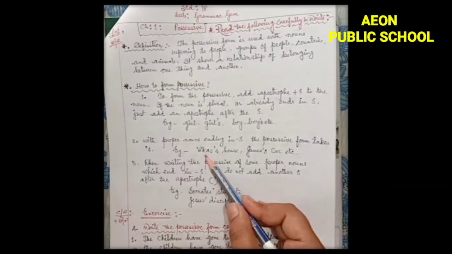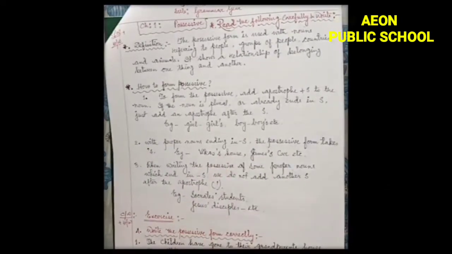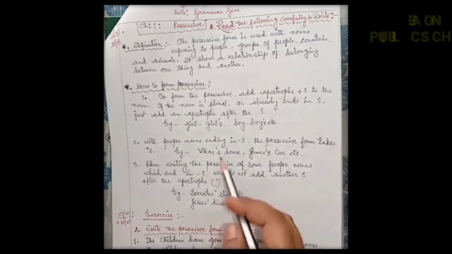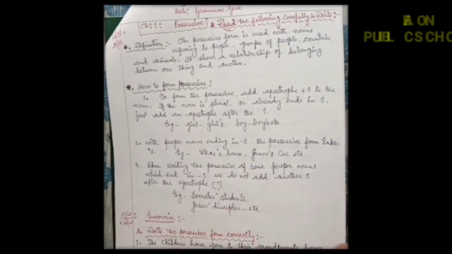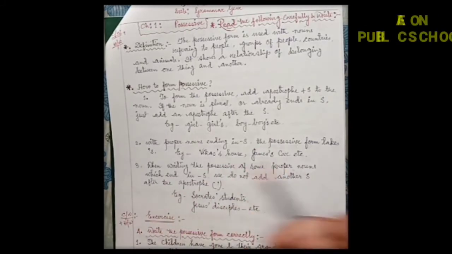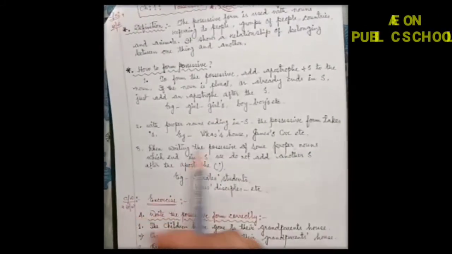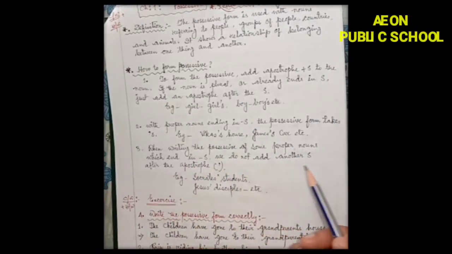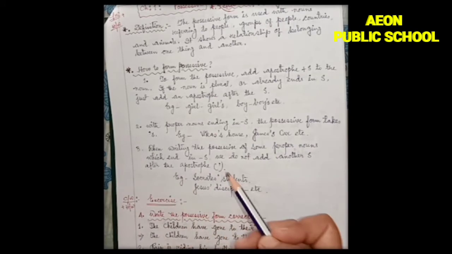For example, Bika's house, some name which already has s within that name. Suhas, if anybody's name is Suhas, it already ends in s, and then we can also put apostrophe and s after the name, like James's car, etc. And when you write the possessive of some proper nouns which end in s, we do not add another s after the apostrophe.